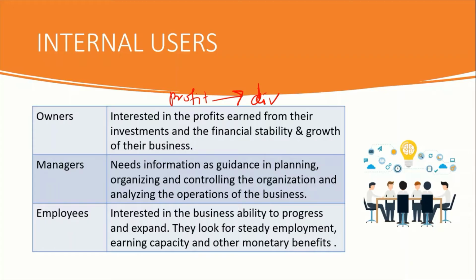The next one is managers, who need information as guidance in planning, organizing and controlling the organization and analyzing the operation of the business. So the managers use the information to strategize future plans for business improvement. Lastly, employees are interested in the business's ability to progress and expand. They look for steady employment, earning capacity, and other monetary benefits.